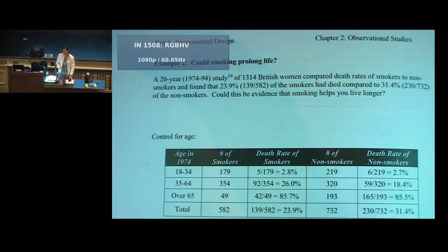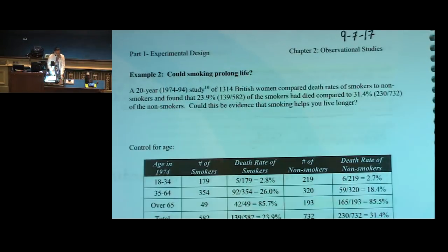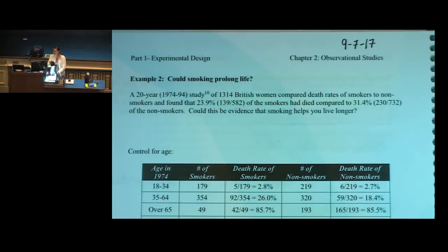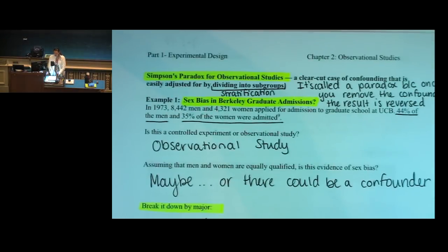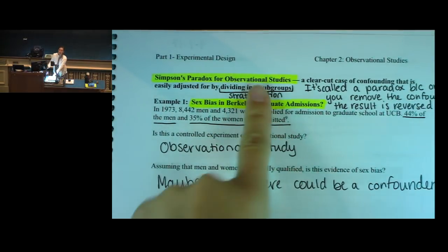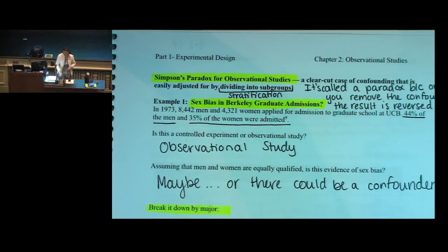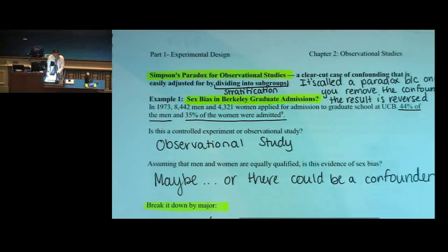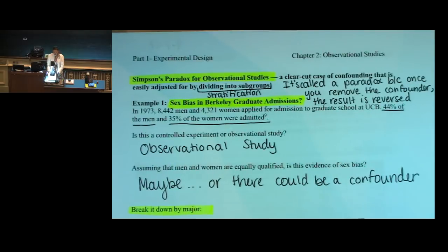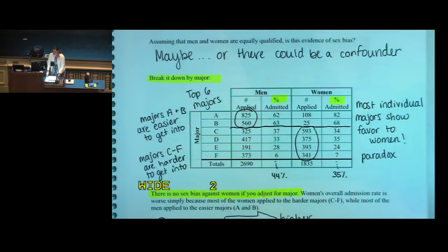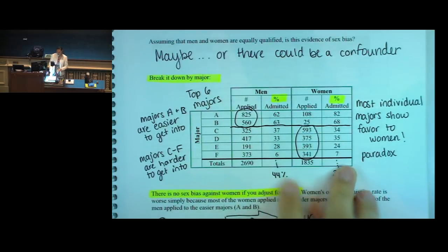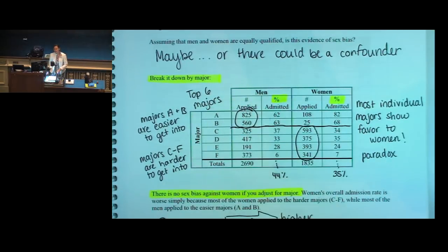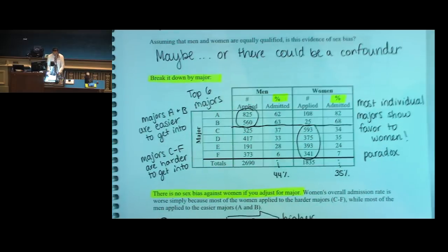We're going to do one more Simpson's paradox example so you can see why this wouldn't happen in a randomized controlled experiment. The last one we did was about the Berkeley graduate admissions. And see how it says right here, Simpson's paradox for observational studies. That's kind of your hint. It can only happen in observational studies. What happens is, if you look at the overall results of a study, you see the opposite of the individual results. So let's look at our next example.